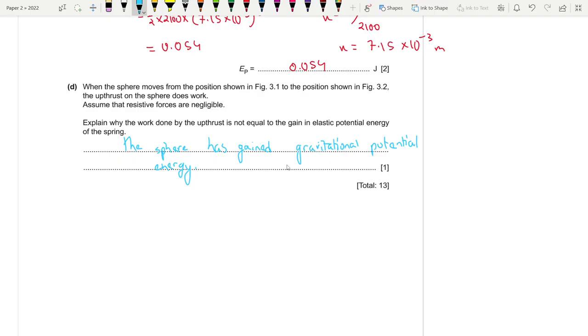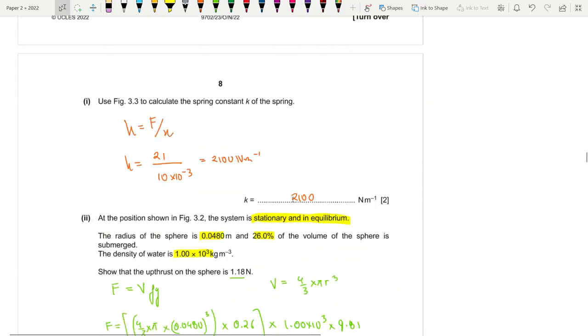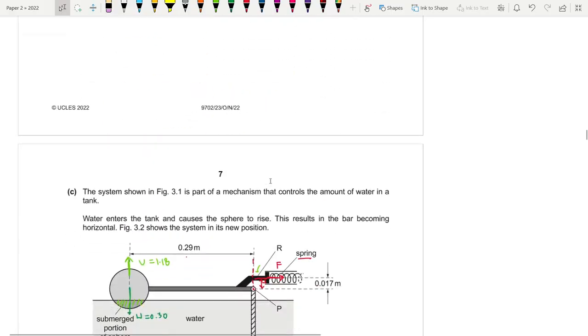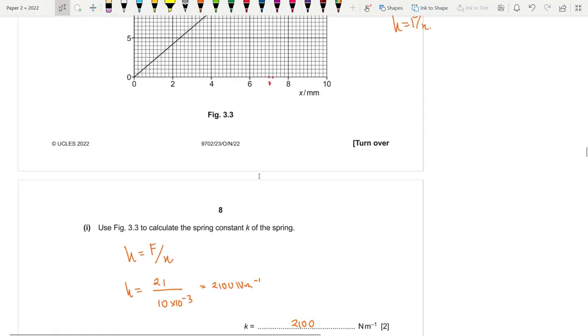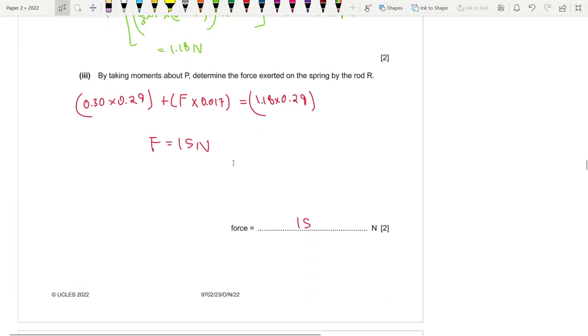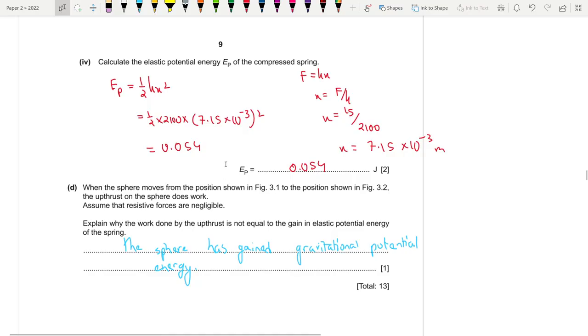So if they asked you which one is greater, the work done by upthrust or gain in elastic potential energy, your answer would be the work done by upthrust, because it is also contributing to an increase in GPE of the sphere. This was a complicated sum, honestly. Compared to the other three variants, this was the hardest one, probably. This is the hardest question in all three variants. So yeah, please read this properly. This is not that simple or straightforward. You had to apply your knowledge.